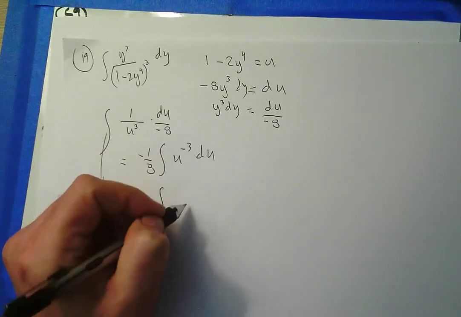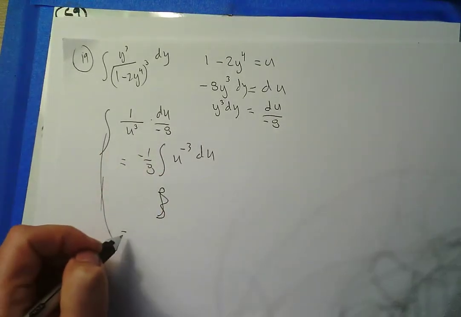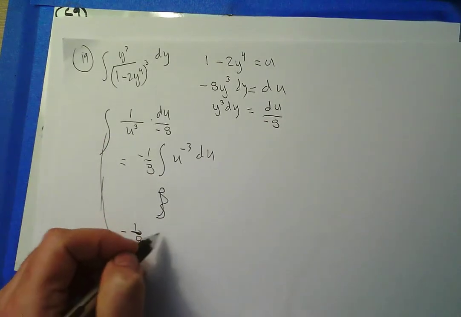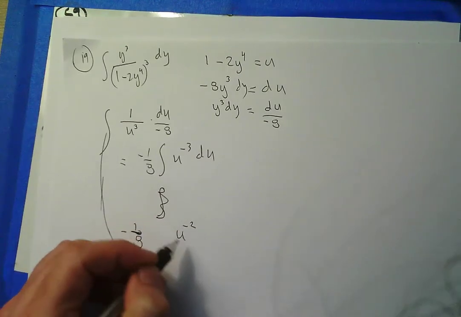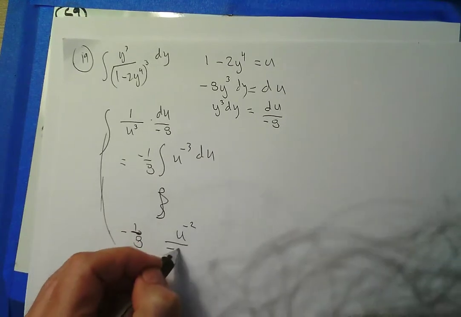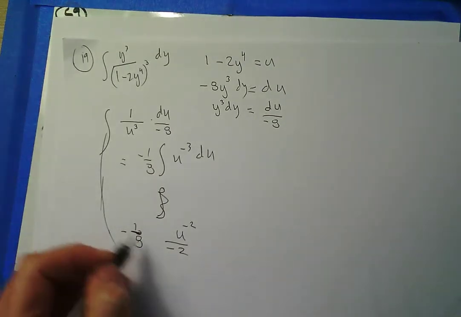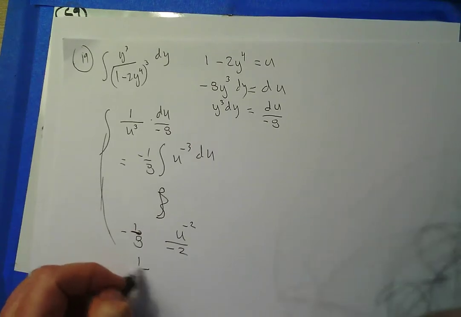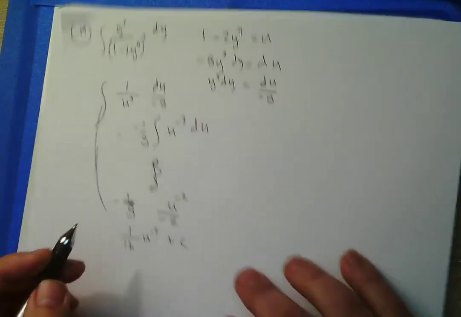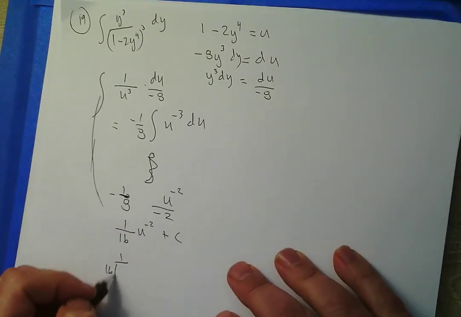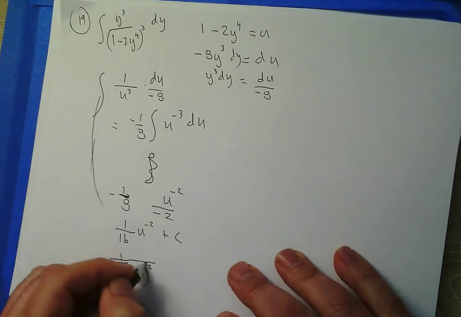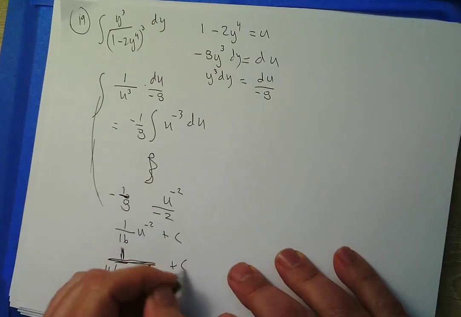Antiderivative of u to the negative 3 is negative 1/8 times u to the minus 2, but when I take the derivative, there should be a minus 2 in front. There isn't. There must be a minus 2 down here. So I end up with 1 over 16 u to the minus 2 plus c, or 1 over 16 times (1 minus 2y to the 4th) squared plus c.